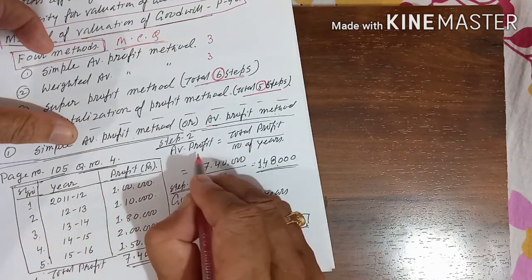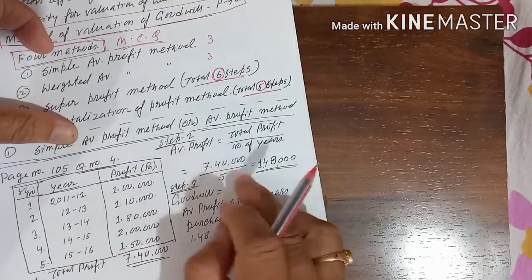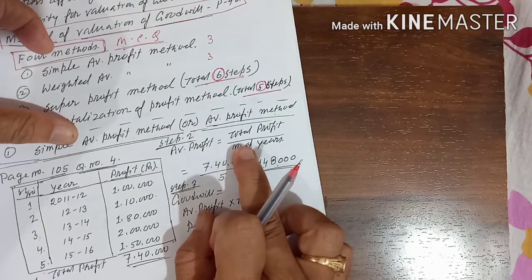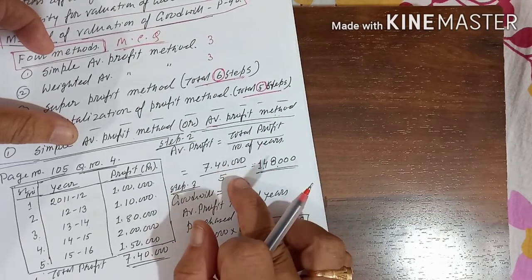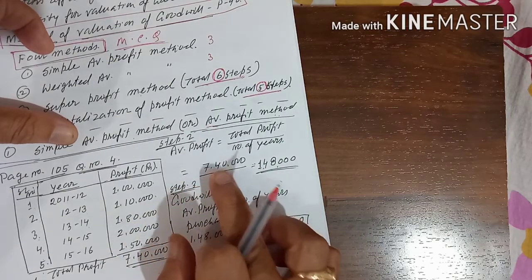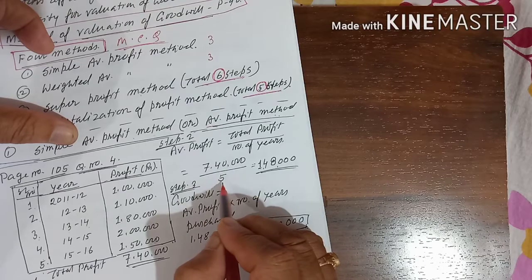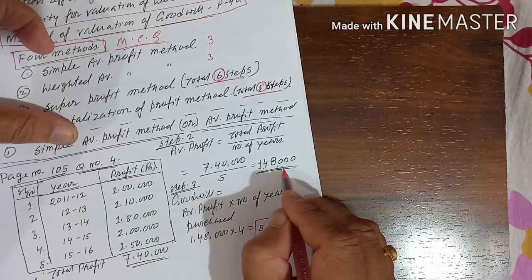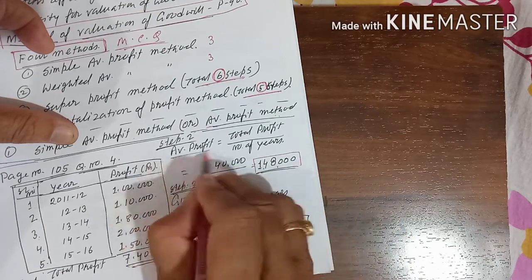Step 1, step 2, this formula, while you are solving in the board paper, this step you have to write, this formula you have to write. If you are not writing this formula, marks will be deducted. Don't do this one directly. Now total profit is 7,40,000 divided by 5 is equal to 1,48,000. This 1,48,000 is your average profit.